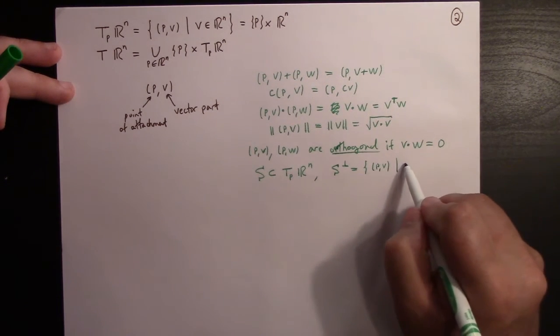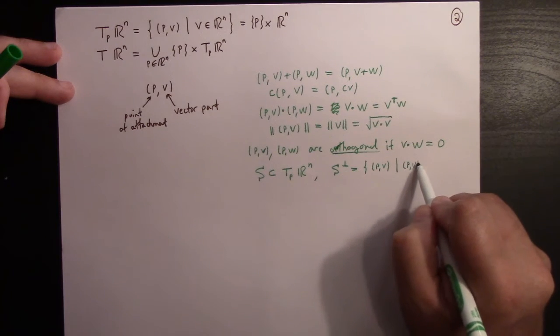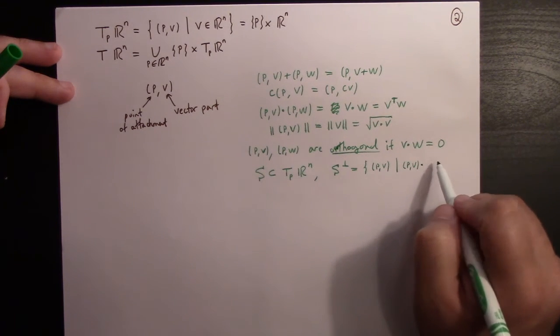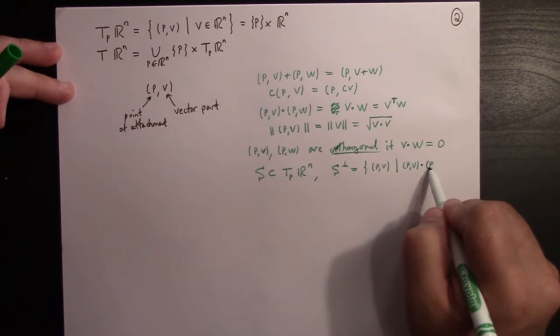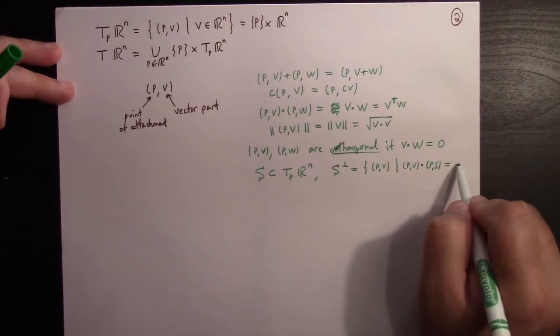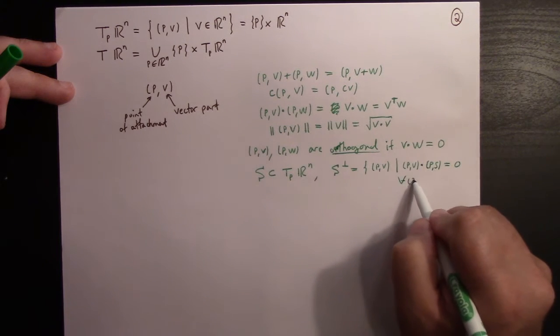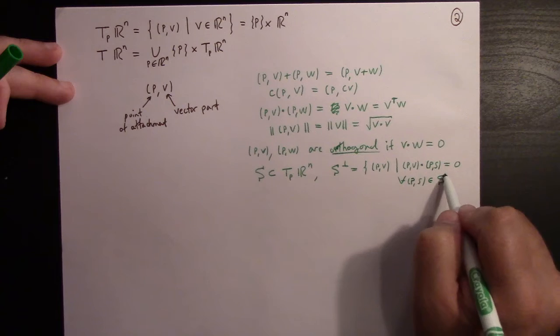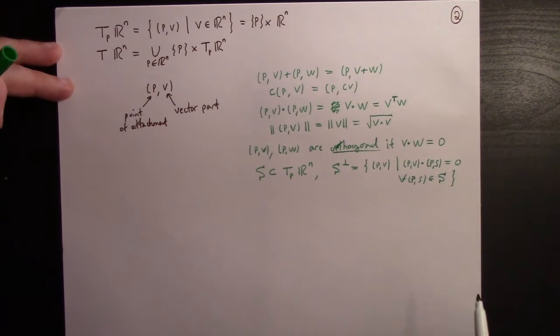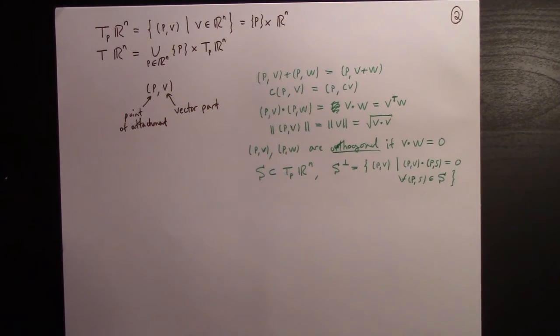Well, such that P comma V dot, I'm running out of space here. Let me just write, I guess I'll fit it in. P comma S is equal to 0 for all P comma S in the set S, right? So this is the orthogonal complement to S.